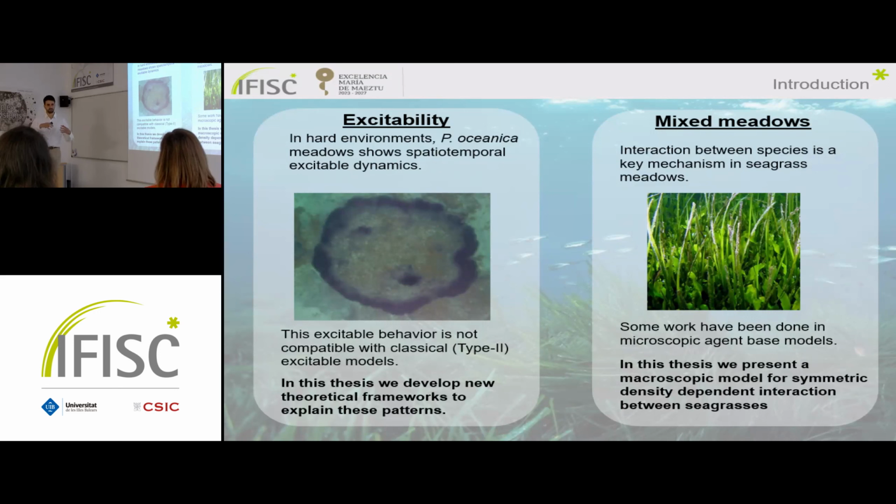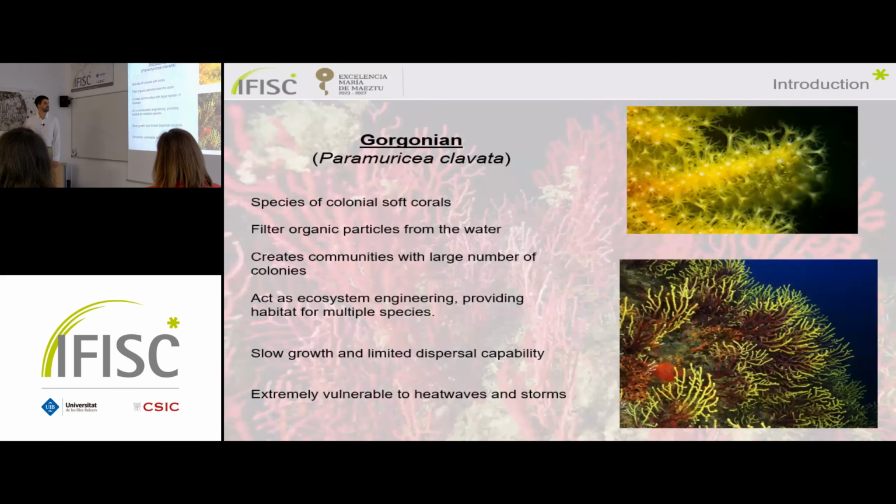There are some plants that form mixed meadows in some conditions. In others, they form separated meadows of just one species. And in this thesis, we present a model for this interaction between seagrasses. And in particular, we study in much detail a simplification of the model that is a symmetric case where two very similar plants interact. The second ecosystem that we study in this thesis is Gorgonian forest.